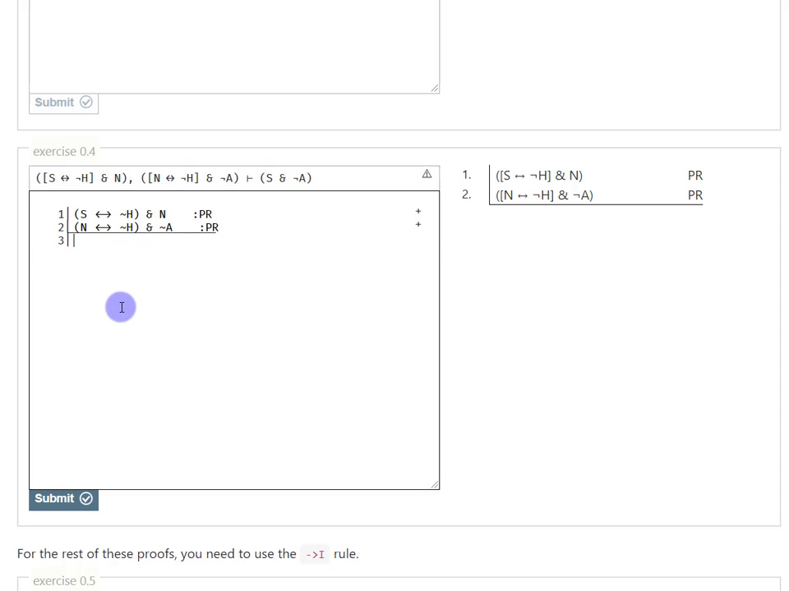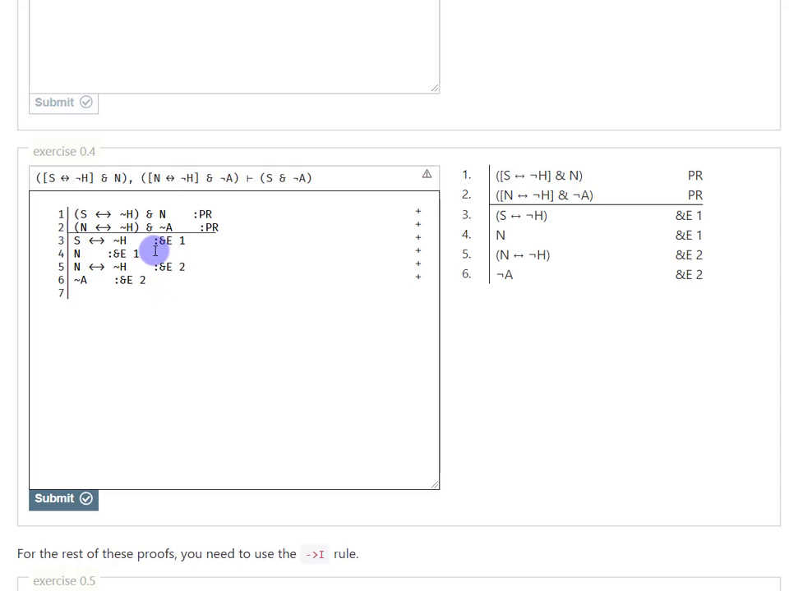That will give me 4 new things. And then once I have those 4 new lines, then I can see what I can do in order to get S and not A. So you don't have to start this way, but this is one way to go. Okay, so all I did there was apply the AND elimination, conjunction elimination rule twice, first to what I have here on line 1 and then what I have here on line 2.